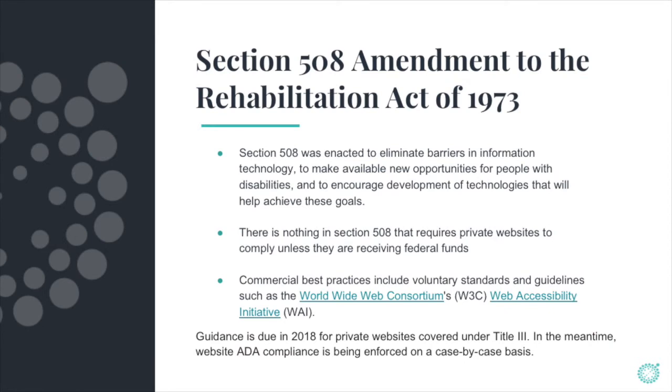Briefly, I'd like to touch upon the Section 508 amendment to the Rehabilitation Act of 1973. So Section 508 was enacted to eliminate barriers in information technology, to make available new opportunities for people with disabilities, and to encourage development of technologies that will help achieve these goals. Now, there's nothing in Section 508 that requires private websites to comply, unless they're receiving federal funds or under contract with a federal agency. But I think it does point us towards what may become commercial best practices and involuntary or voluntary standards and guidelines, such as the World Wide Web Consortium, W3C, Web Accessibility Initiative, the WAI.